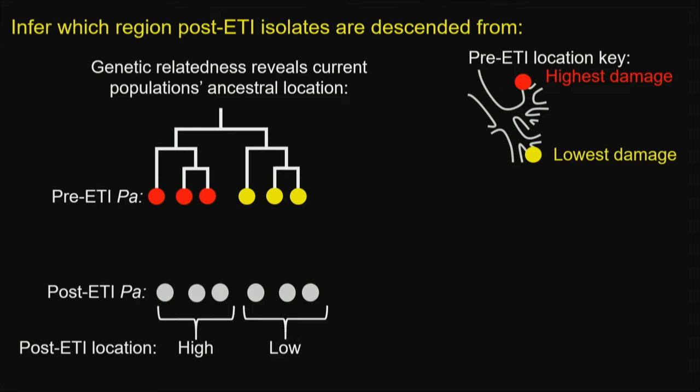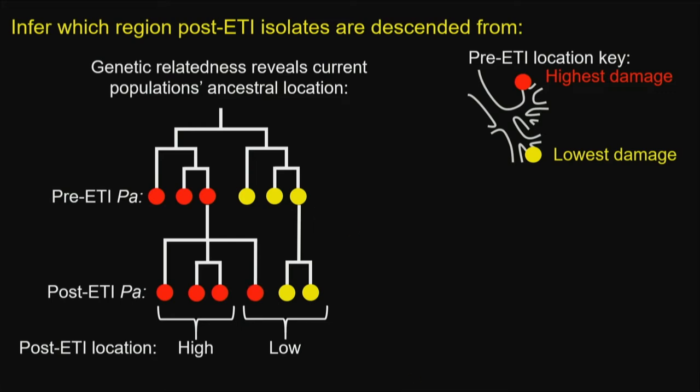Then I sequenced the post-ETI Pseudomonas that were collected a year and a half later, and they were collected from the same lung regions as the pre-ETI populations. We then add those sequences to the phylogenetic tree and determine the patterns of descent. So for instance, these three isolates were found in the high damage region and descend from the high damage region, which is evidence of local persistence. Then, over here, we have these two isolates that were found in the low damage region and also descend from the low damage region, which is, again, evidence of local persistence.